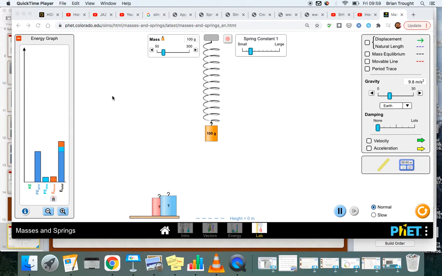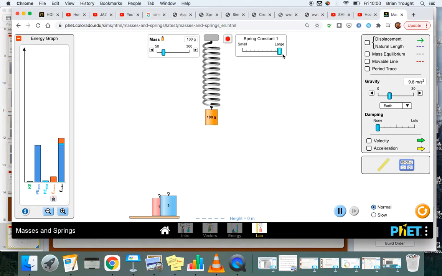The basics of simple harmonic motion with a PhET applet based around a mass on the end of a spring. So we have a couple of sliders here. This one allows us to adjust the mass at the end of the spring. This one allows us to adjust the spring constant. A large spring constant allows us to have a thicker or stiffer spring. You see that? Smaller spring constant, the spring is more relaxed.